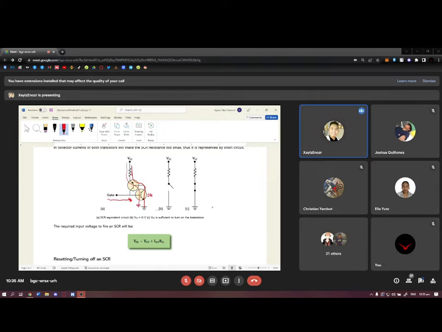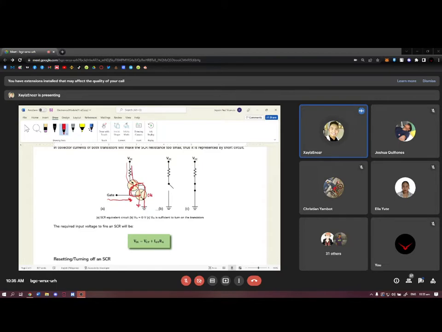So mangyayari naman yan is since na-turn on niya, so yung IC dito, then magkakaroon ng BC dito sa NPN, so papasok siya ngayon sa base ng PNP. So pag napasok sa base ng PNP, okay, mangyayari niyan is, eto ulit siya. Papasok siya dito, yan. Babalik siya doon sa base ng NPN.